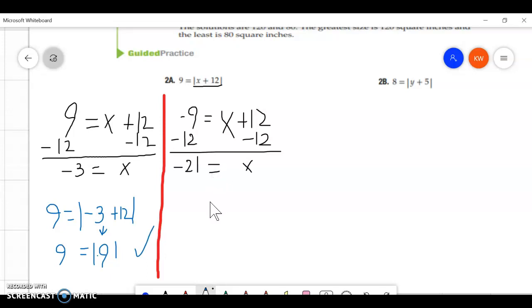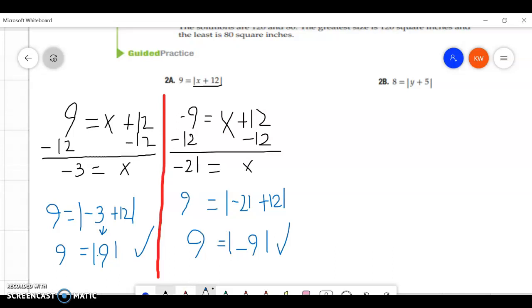Now over here, we're going to do the same thing. So we got 9 equals the absolute value of negative 21 plus 12. And negative 21 plus 12 actually gives us a negative 9. Now when you take the absolute value, remember, you get the positive version of whatever is currently inside. So the positive version of negative 9 is positive 9, which means that we also have a correct answer. Now, things I want to caution you, not all your answers that you get for this will work. So it's important for you to go back and check all your answers.